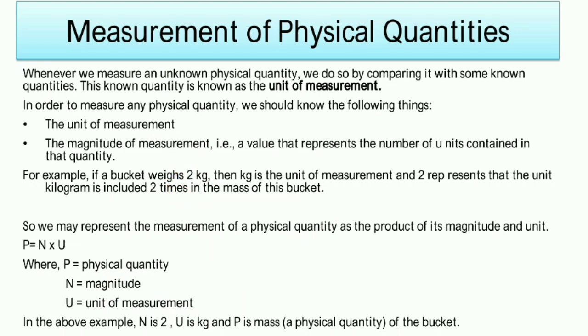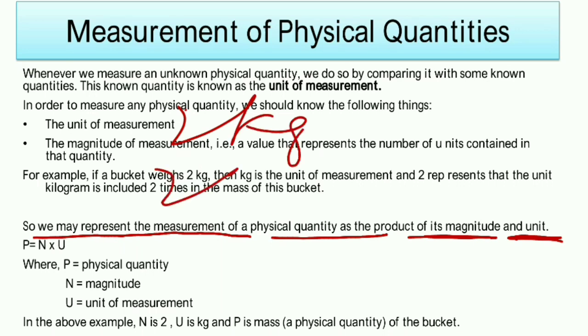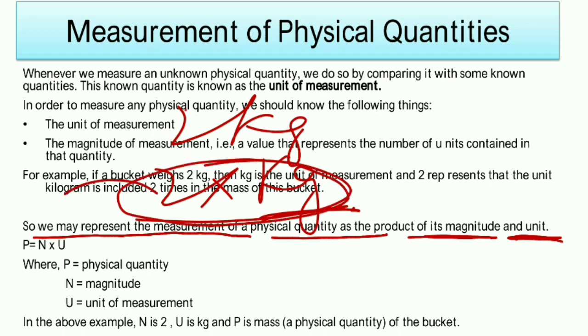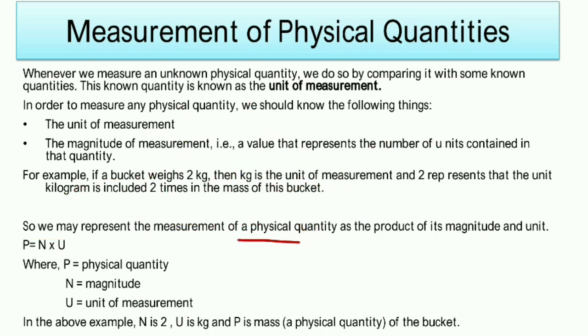So we may represent the unit of the physical quantity as the product of magnitude and the unit. Obviously, 2 kg we are writing means 2 into kg, 2 times the unit kg. So it is the product of the magnitude and unit. Okay, so measurement can be represented as the product of magnitude and unit.